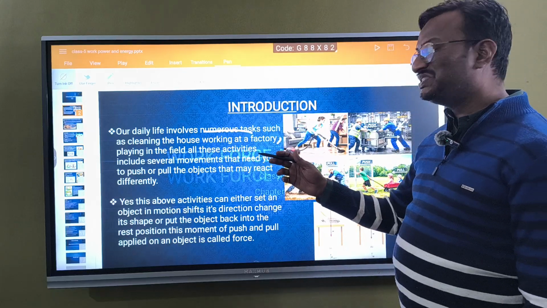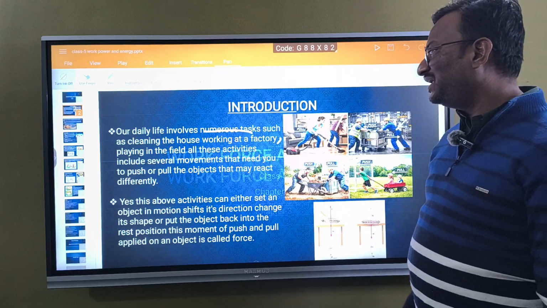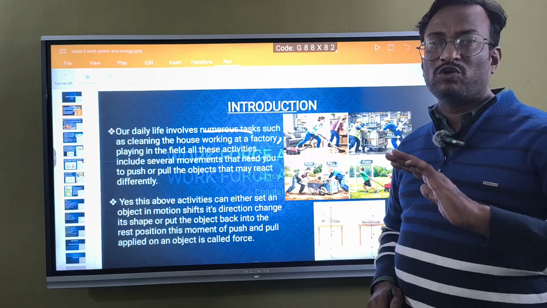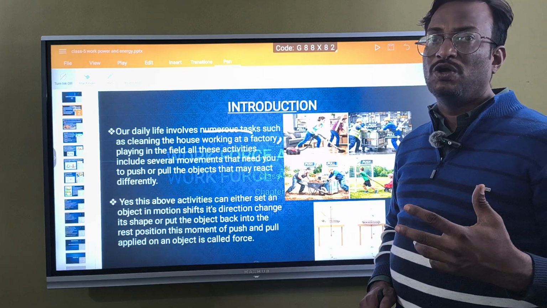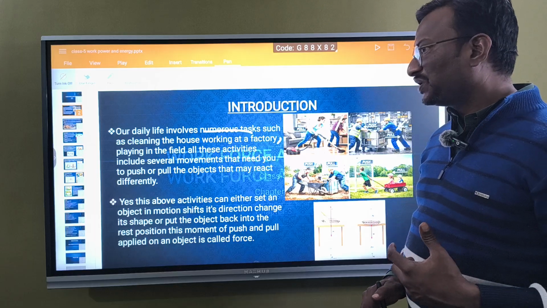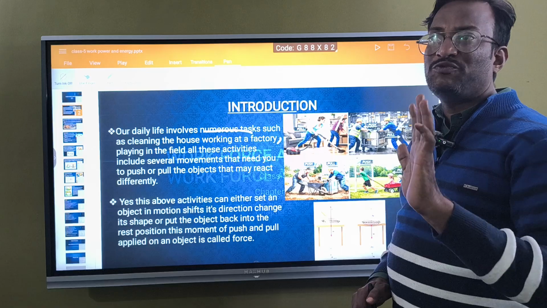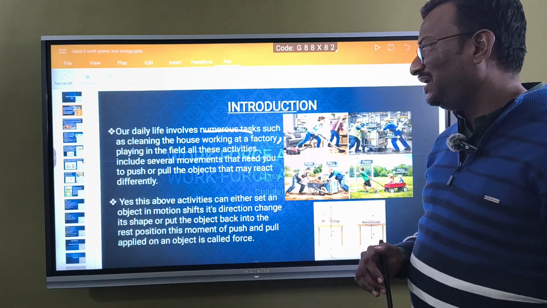All these activities include several movements that need you to push or pull. In all these activities, either we have to push something or pull something. Daily we are going to do that, right? So we are going to pull the door, we are going to push the door, push windows, pull windows. Likewise we do in our daily life.